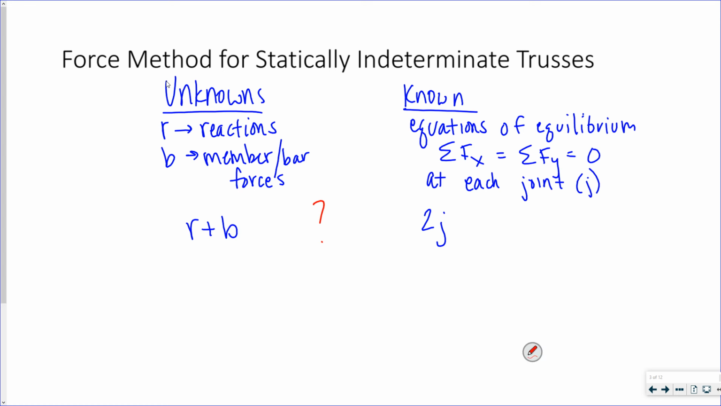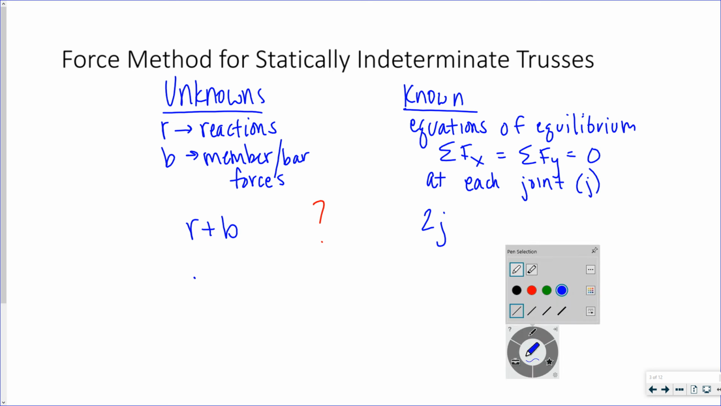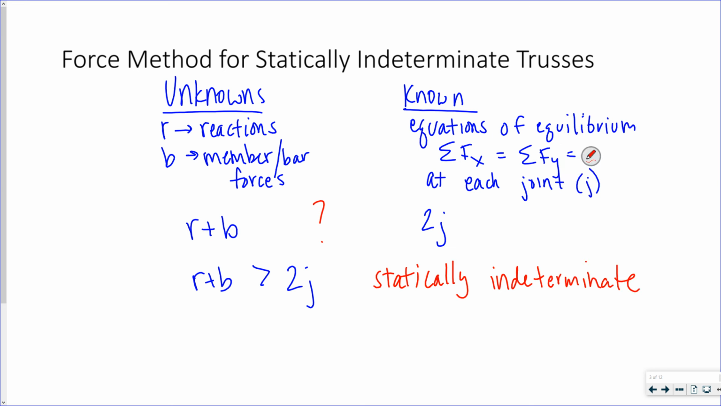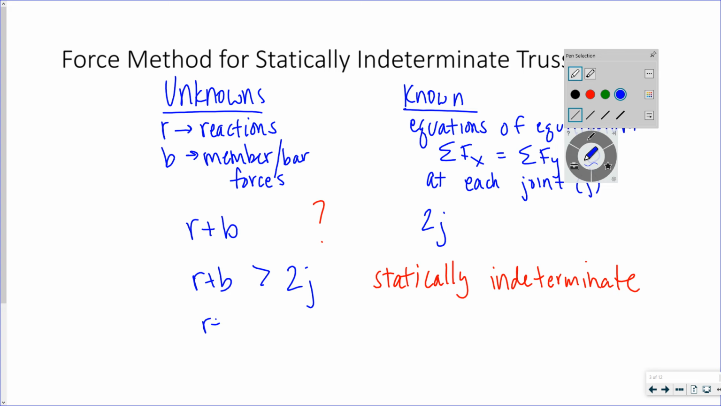If R plus B, my reactions plus my member forces, is equal to 2 times J, then I'm statically determinate. If R plus B is greater than 2J, I have too many unknowns, then I'm statically indeterminate. And I can subtract to find how indeterminate my truss is. R plus B minus 2J is my degree of indeterminacy.